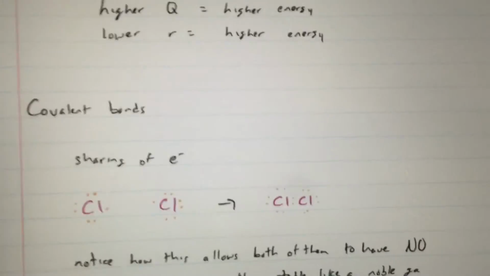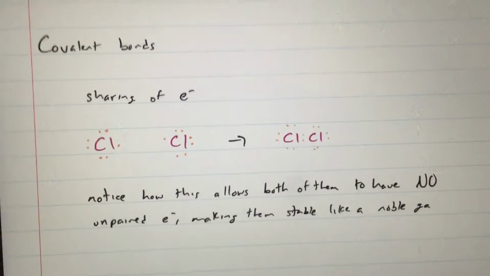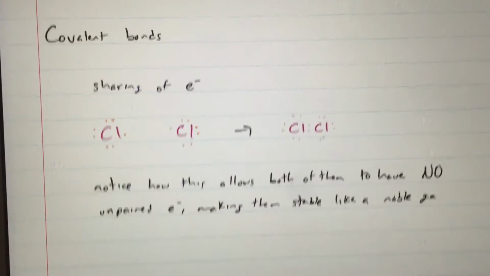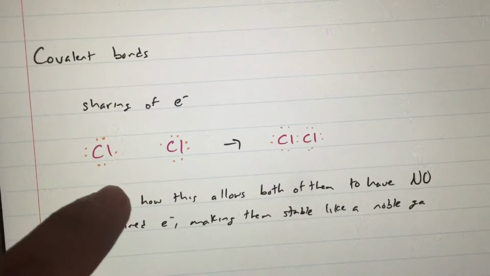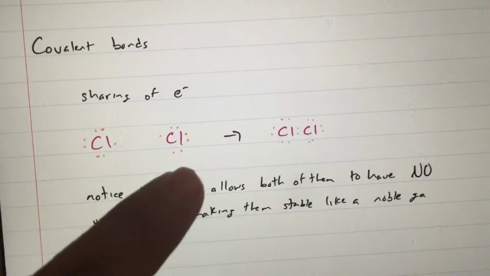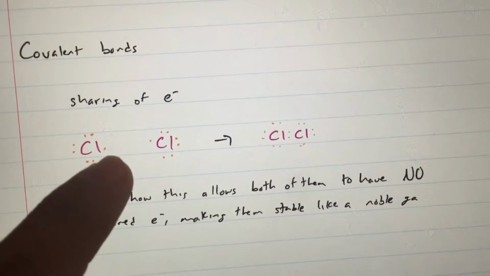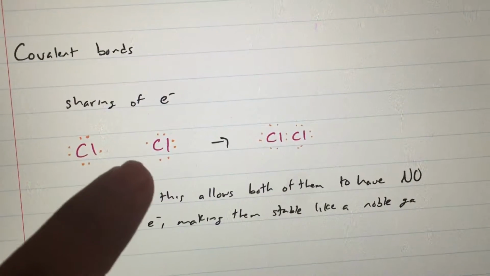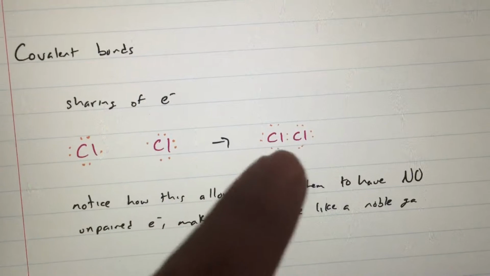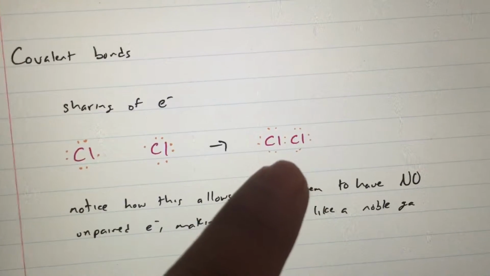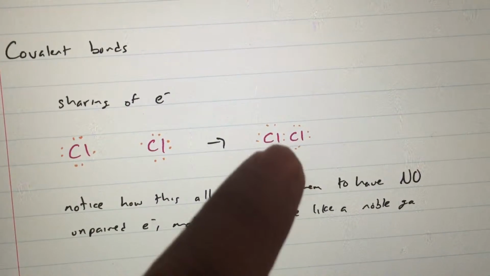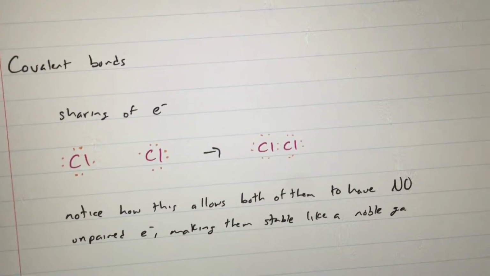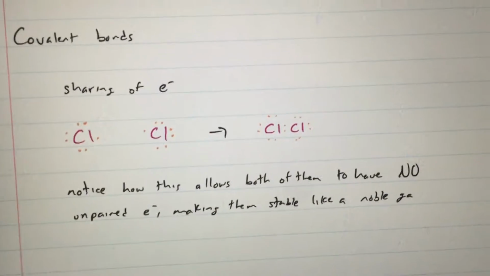Covalent bonds. Now covalent bonds are the actual sharing of electrons. It is an actual bond between two or more elements. Now let's look at this chlorine. This is a Lewis dot symbol for both chlorines. Notice how it has 1 unpaired electron there and 1 unpaired electron there. So those 2 electrons will be shared between the 2 chlorines to form this type of Lewis dot symbol. Notice how now they both have no unpaired electrons. This makes both of them highly stable.